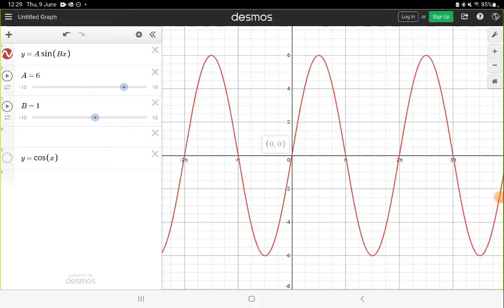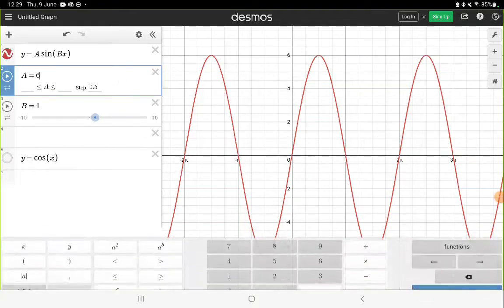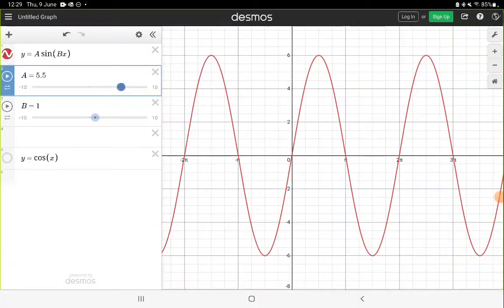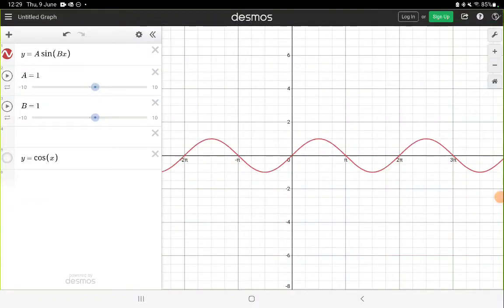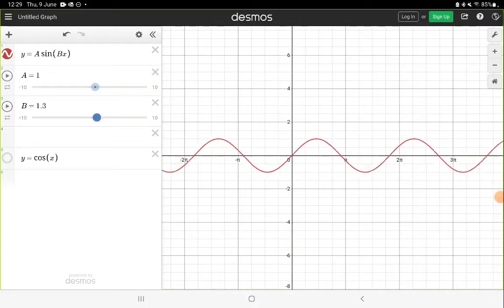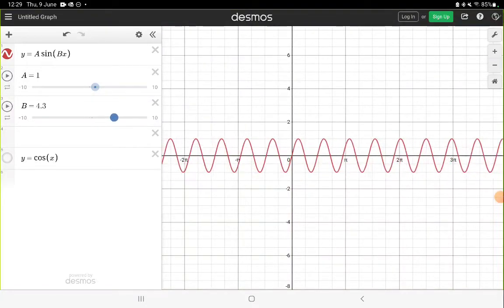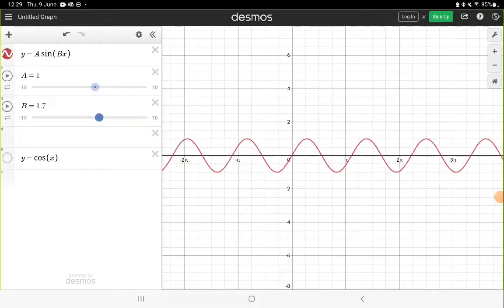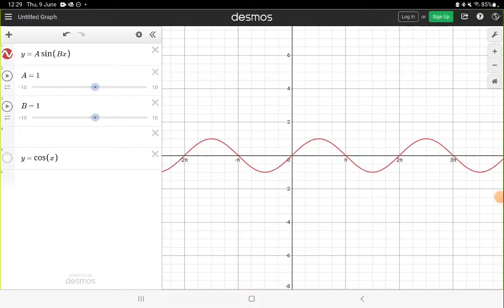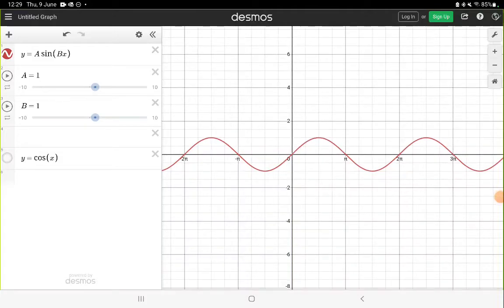Alrighty, let's then reset this one and have a play with b. So b is a horizontal dilation. As I change this one, you'll see that, like a spring, it coils back and forward. So it affects what we call its period. A period just means how long does it take for it to repeat.